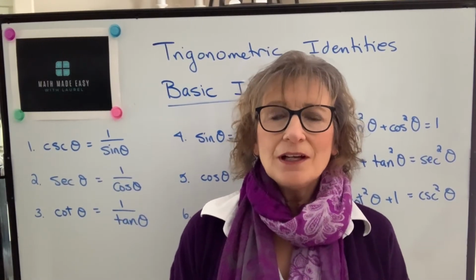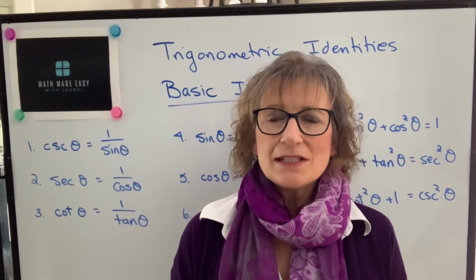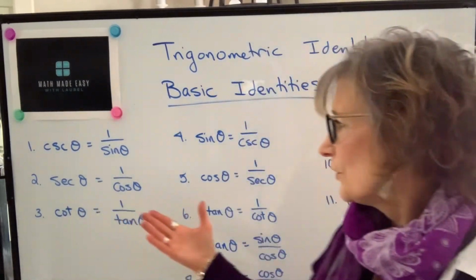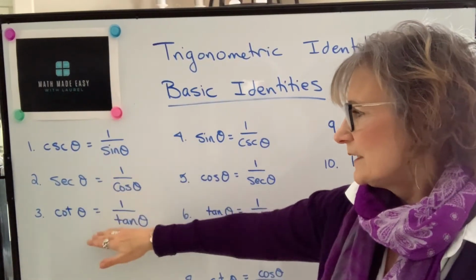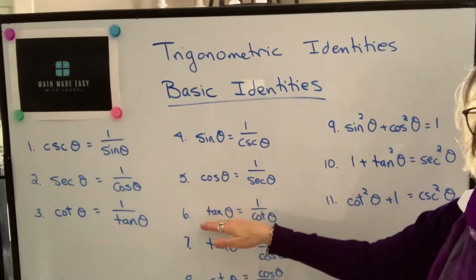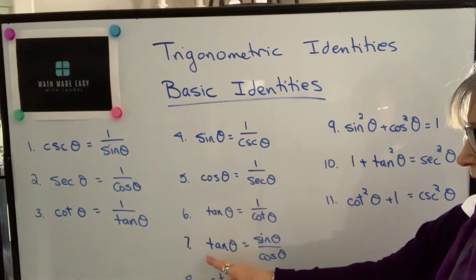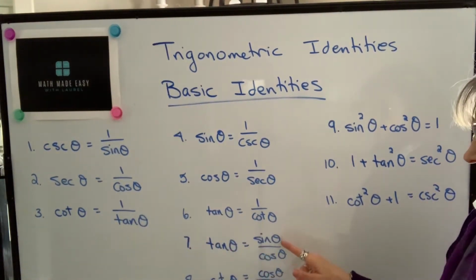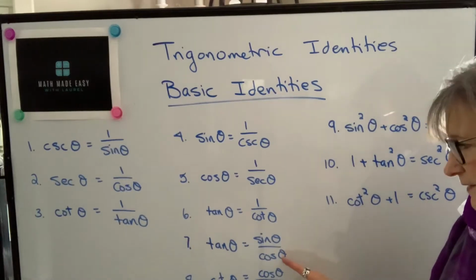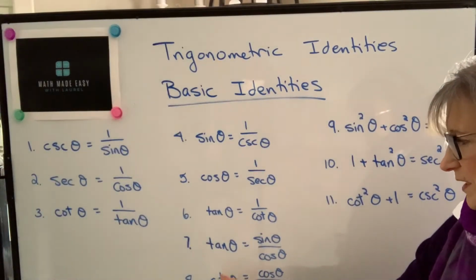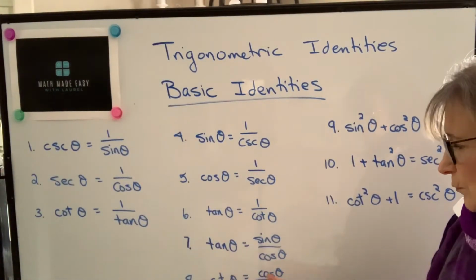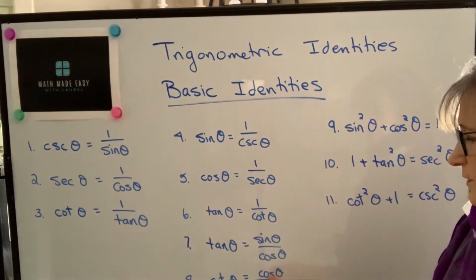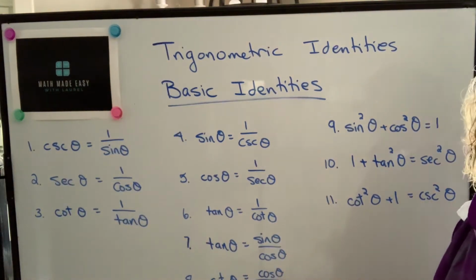In part 1, I introduced you to the basic identities, and I've just written them here. We talked about the reciprocal identities, which are these first 6 identities. Then I showed how tangent of theta was equal to sine of theta over cos of theta, and similarly cotangent, because it's the reciprocal of tangent, would be the reciprocal of this ratio, so it's cos theta over sine theta.